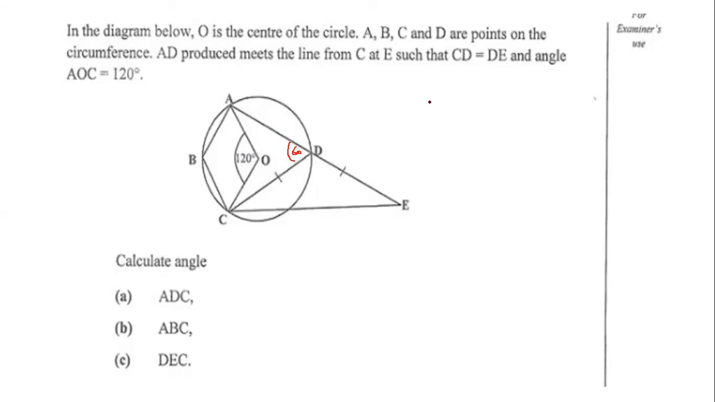For example, you can simply say angle ADC. So ADC, if you are showing your working, you are saying ADC is equal to half multiplied by AOC. So this one will be equal to half multiplied by 120. So this one also gives us 60 degrees. So this is how you show your working. Okay, then you have found this one.